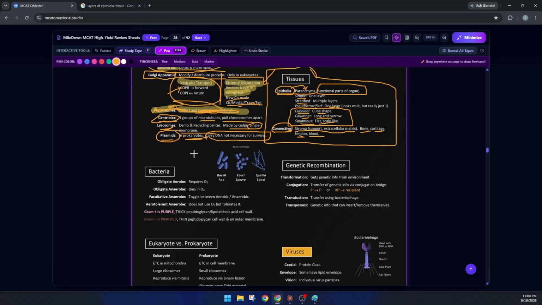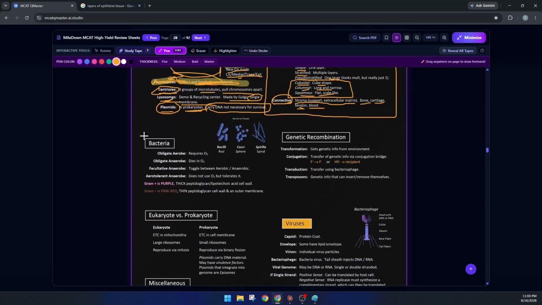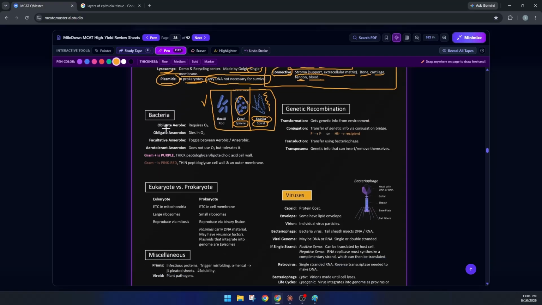Okay, now we're on bacteria. Bacteria, there's different types of bacteria. So let's talk about the shapes of bacteria first. So different shapes of bacteria could be bacilli, which look like rods, right? Or cocci, which look like circles or spheres, and then spiral, which is spirilla shape of bacteria. So memorize those. And then the types.